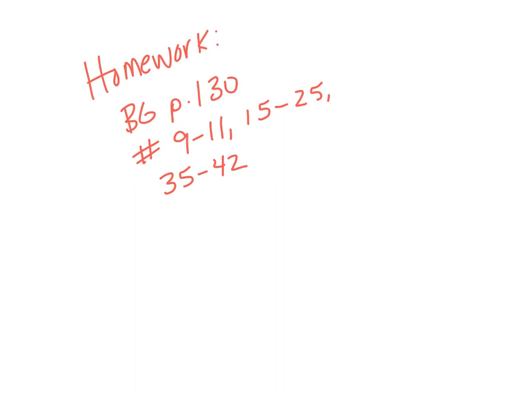All right, once you're done with your video and you've taken all the notes and you feel like you're understanding it pretty well, I would like you to do big green page 130, numbers 9 through 11. Then you have to do 15 through 25, and then finally 35 through 42. 35 through 42 are the fair game review, so they're all review questions from different chapters. You're doing all of these problems. You're not doing an even or an odd. You're doing all of them.